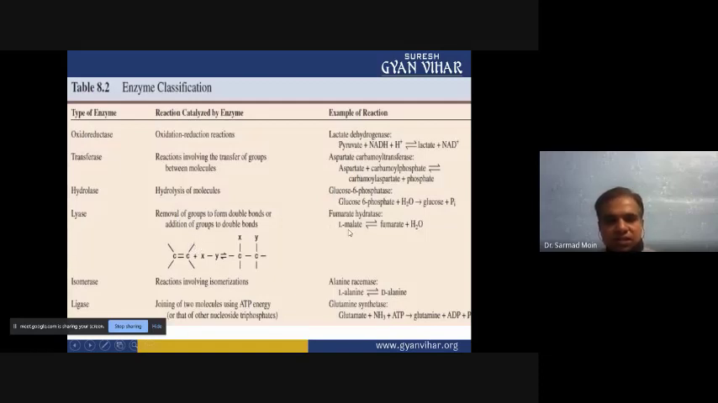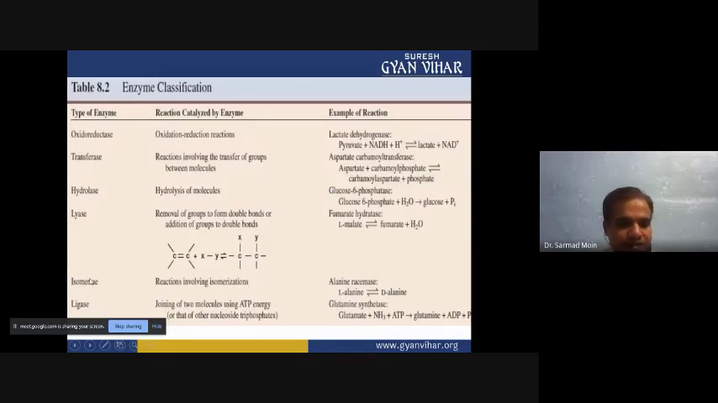So for example, L-malate is there and it will convert into fumarate, and water molecules will be released. And we require fumarate hydratase. So fumarate hydratase is required to convert L-malate to fumarate, and water will be released.